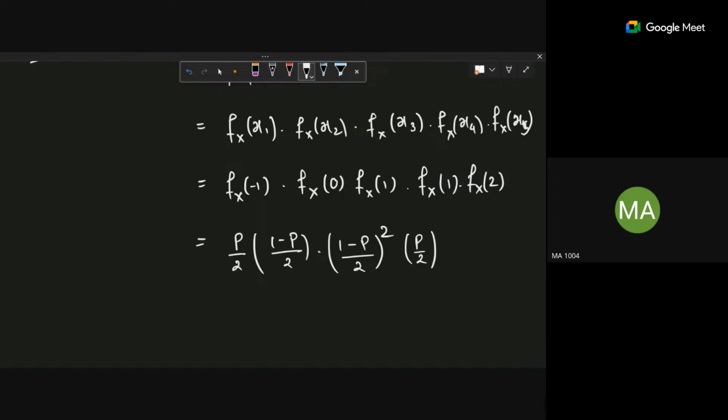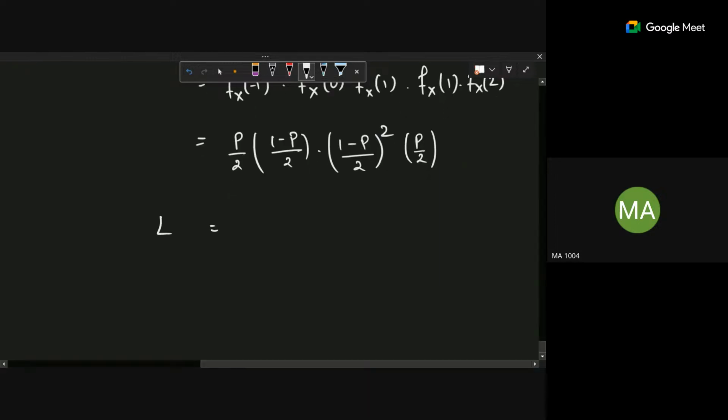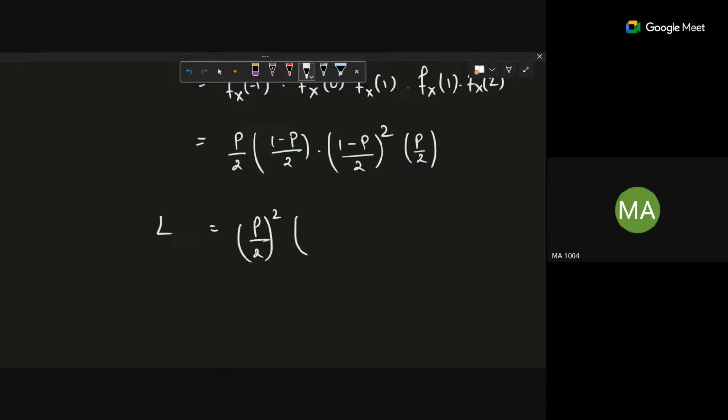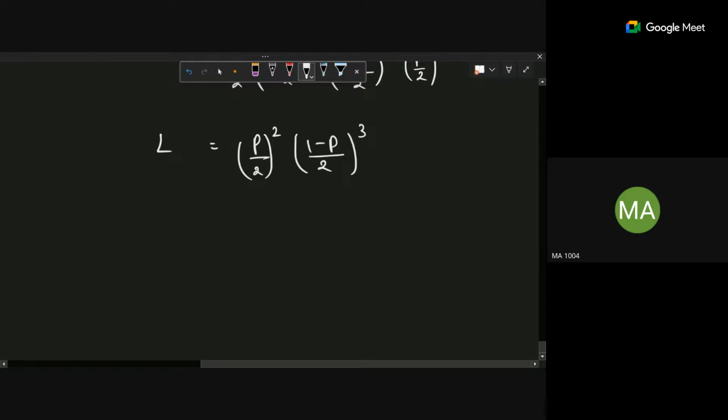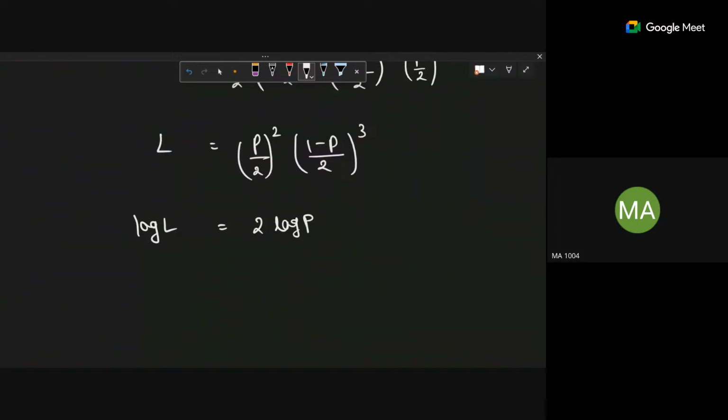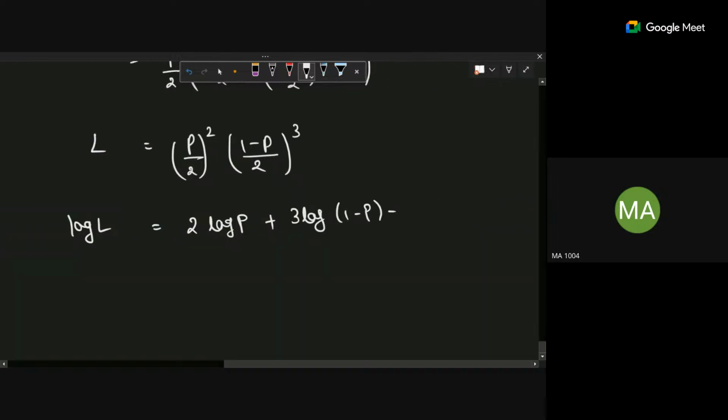So in the likelihood function, I'm taking it as p by 2 raised to the power 2 and 1 minus p by 2 to the power 3. In MLE, we take the log on both sides and then differentiate with respect to p. So taking log on both sides, we'll get 2 log of p, plus 3 log of 1 minus p, minus 5 log of 2.